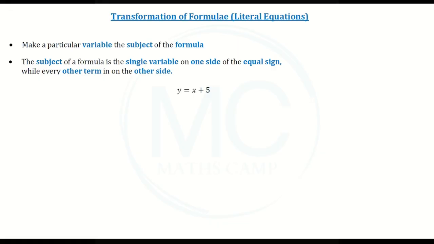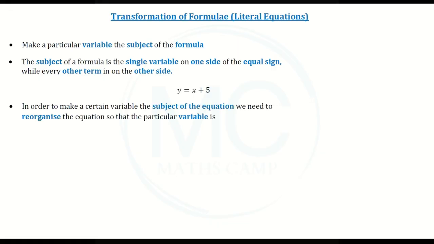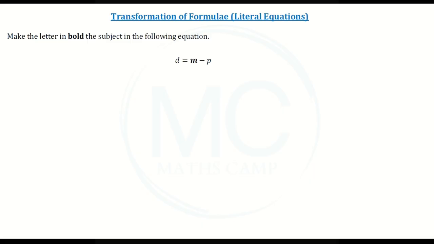Here, y is the subject of the formula because it is the only term on the left-hand side of the equal sign and is equal to the other terms, which in this case is x plus 5 on the right. To make a variable the subject of a formula, we need to reorganize the equation so that the particular variable is positive without a coefficient and stands alone on one side of the equal sign. Let's look at some examples.